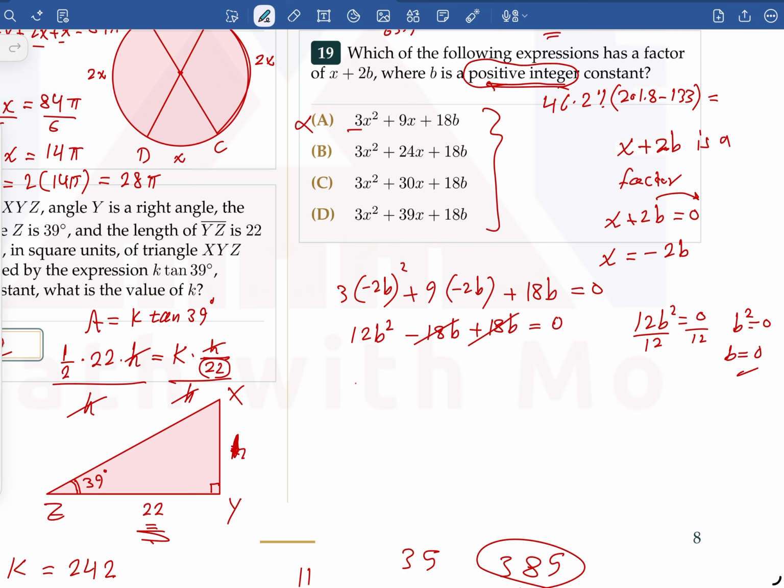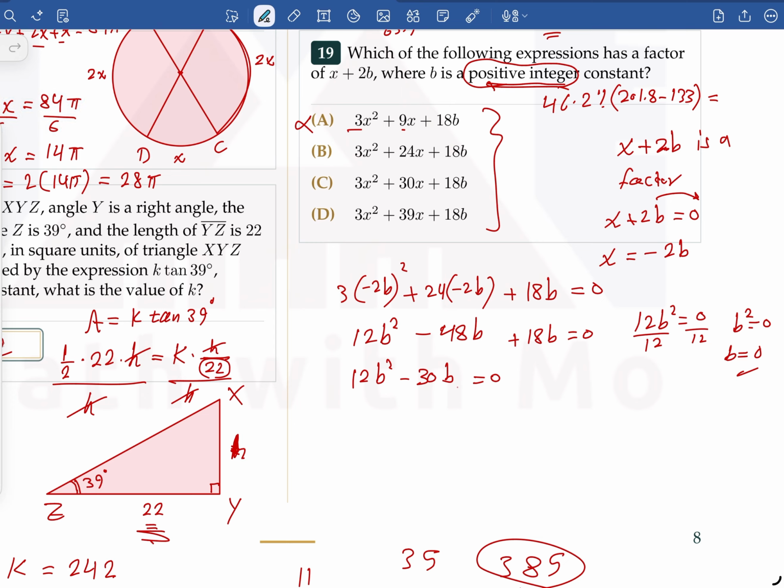Let's check letter B. 3x squared, you can just write the same thing because the equations are very similar, but instead of the 9, we need to change this to be 24. You can also calculate the parts on the left and the right. So negative 2b squared means 4b squared times 3 is also 12b squared, and this is the same thing, plus 18b is equal to 0. The change is only in here, negative 48b. So 12b squared minus 48b plus 18b is minus 30b. Minus 30b is equal to 0.